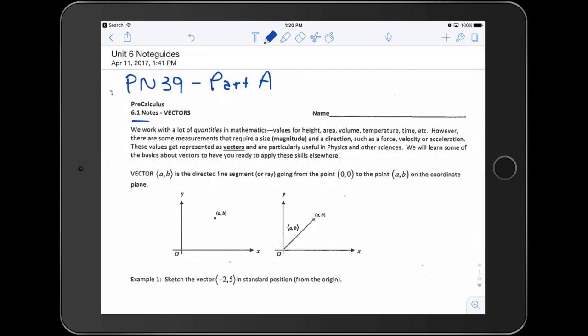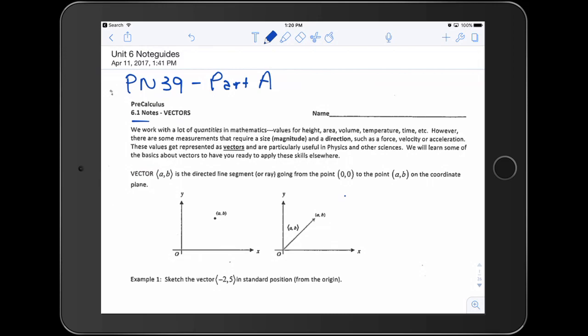It says we're working with a lot of quantities in mathematics, or we have worked with them. We've worked with height, area, volume, temperature, time, all those good things. However, there are some measurements that require a size, which we'll call a magnitude, and a direction, such as force, velocity, or acceleration. These values get represented as vectors and are particularly useful in physics and other sciences, and I will put a plug in for engineering for sure, and also calculus.